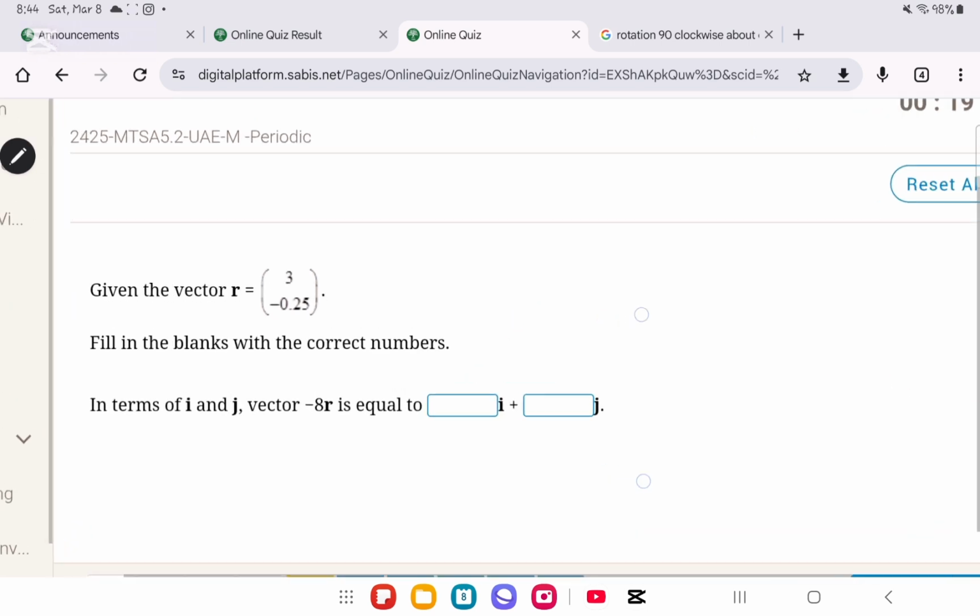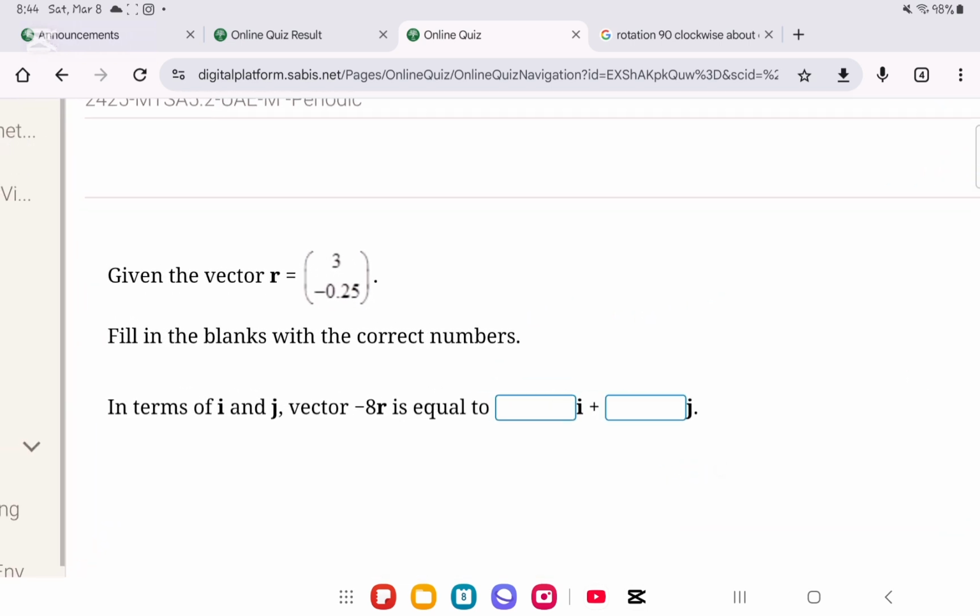Now here, this is something new. Given the vector r equals 3 minus 0.25, fill in the blanks with the correct numbers. In terms of i and j, the vector minus 8r is equal to. They said they need the vector minus 8r in terms of i and j. We've never taken i and j before. Actually, yes, you have. Your teacher probably taught you, or you just weren't paying attention when the teacher taught you. It's not difficult at all.